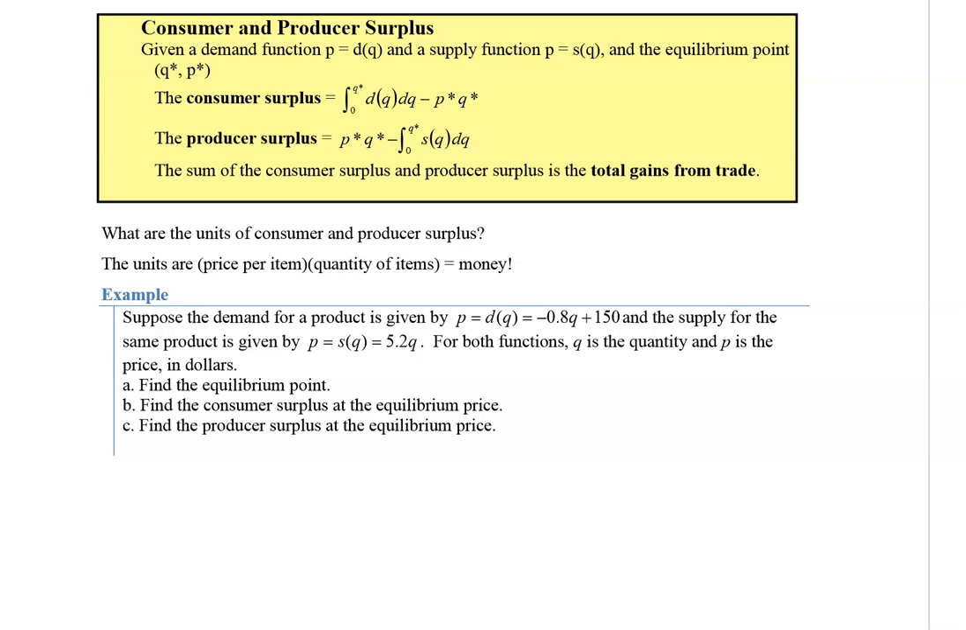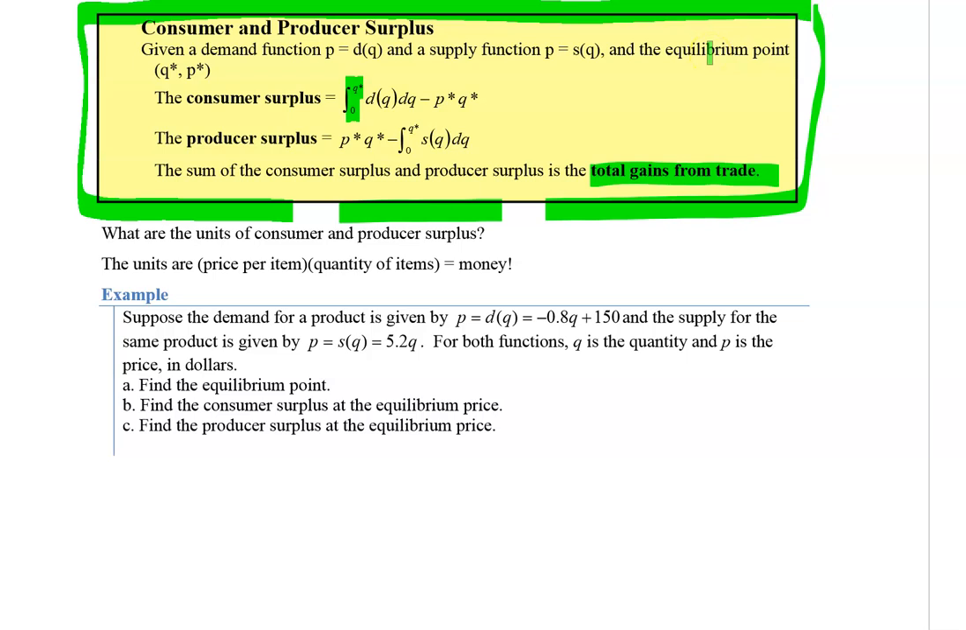Given a demand function and a supply function and the equilibrium point, let's note some key things for the consumer surplus. The integral is between 0 and the x value of your equilibrium point, and it involves your demand function and your supply function. The producer surplus looks like integration by parts, but it is also a definite integral. The sum of the consumer surplus and producer surplus is your total gains from trade. We're going to use this yellow box as we work through some of these situations.